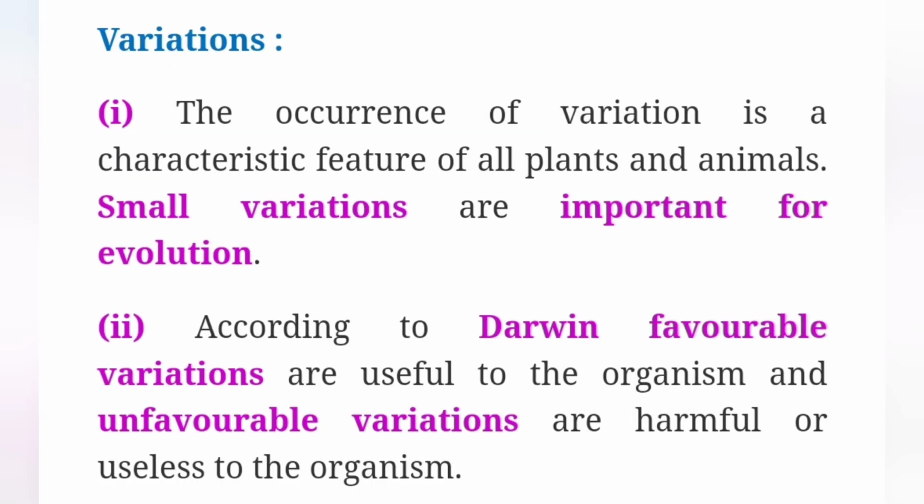Variations. First point, the occurrence of variations is a characteristic feature of all plants and animals. Small variations are important for evolution. Second point, according to Darwin, favorable variations are useful to the organisms and unfavorable variations are harmful or useless to the organism.